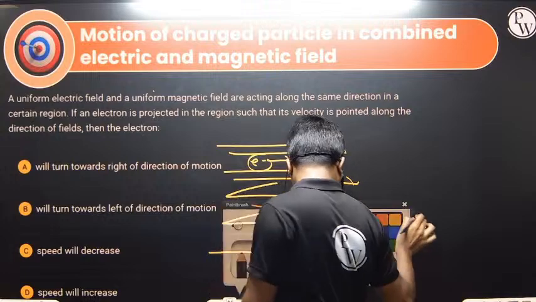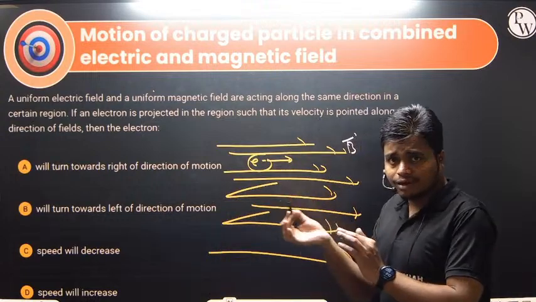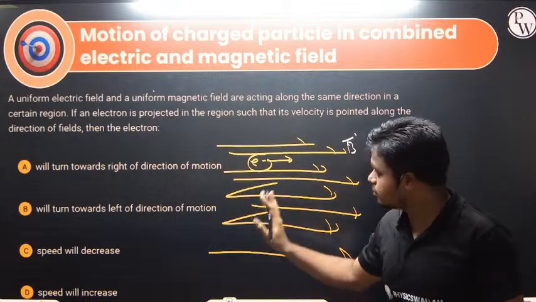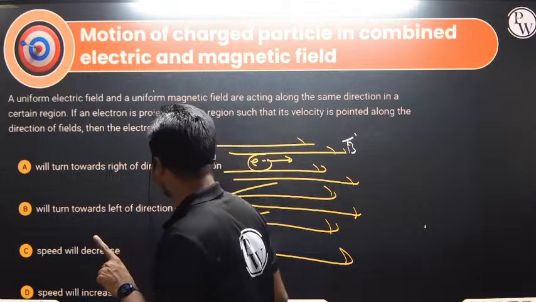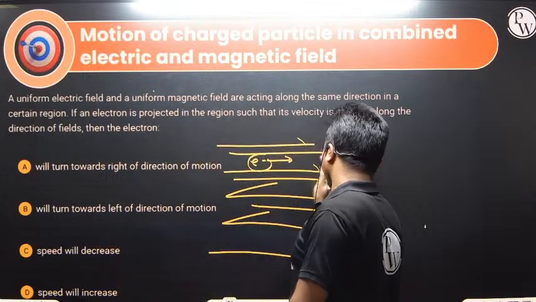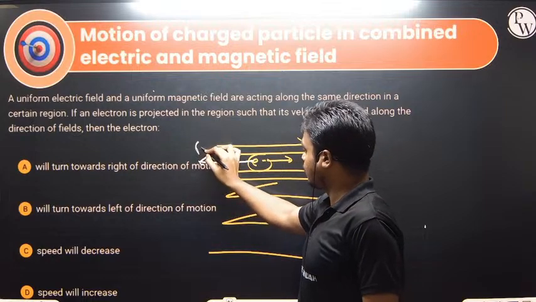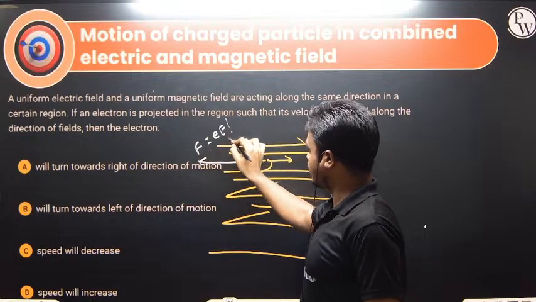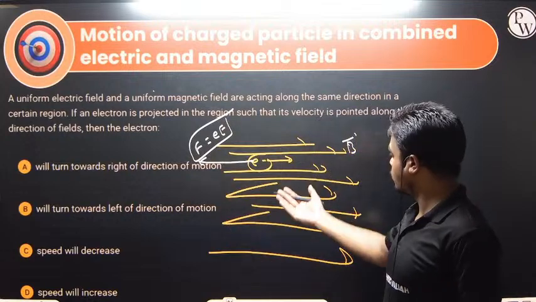Now, as the velocity of the electron and the magnetic field are parallel, no magnetic force will act on the electron. Only the electric force will act, and that will be opposite to the direction of the electric field. That is, the force F equals e multiplied by capital E. This is the force that will be acting over here.